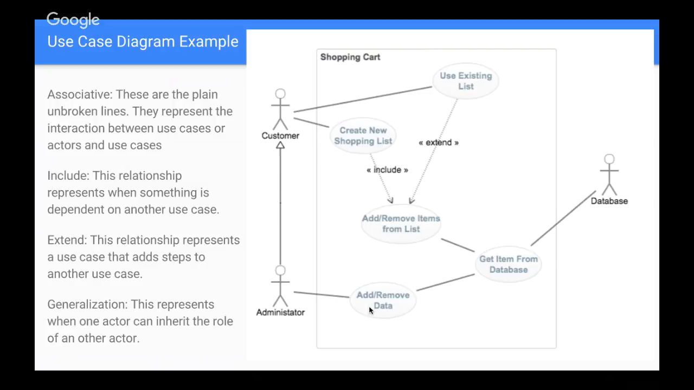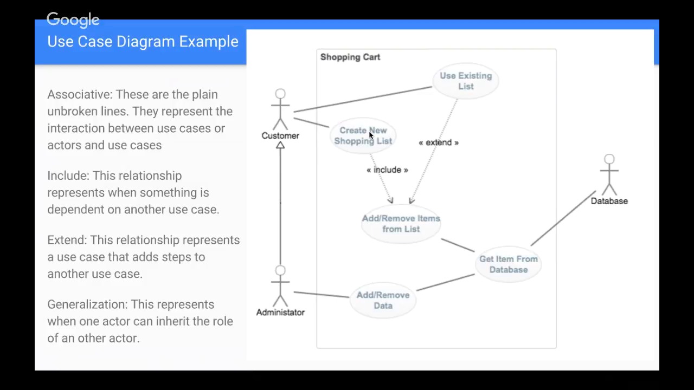Then you have the two broken lines, the include and extend. These are a little bit different in their interaction. The include represents a relationship where one use case is dependent on another. For example, adding items to a list is dependent upon there being a list to begin with.